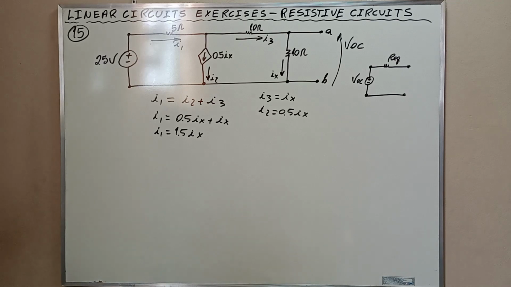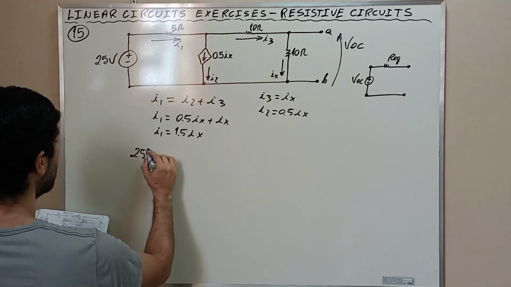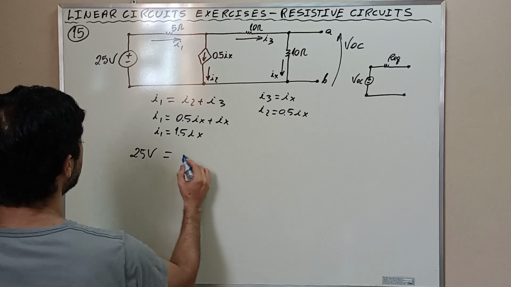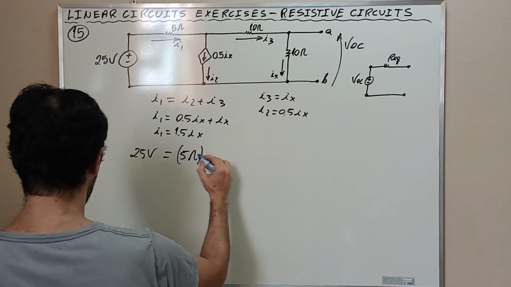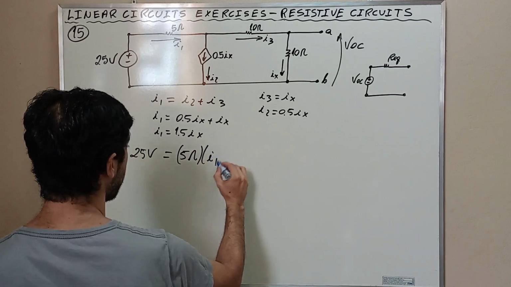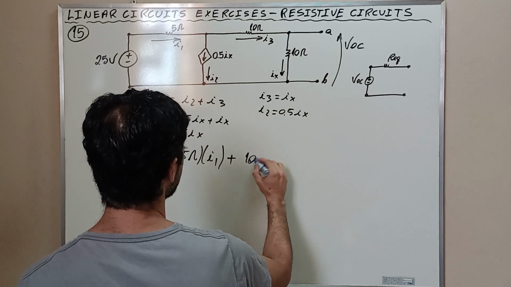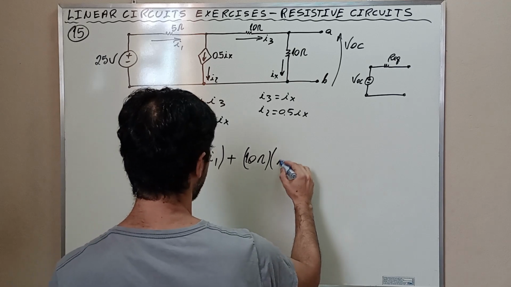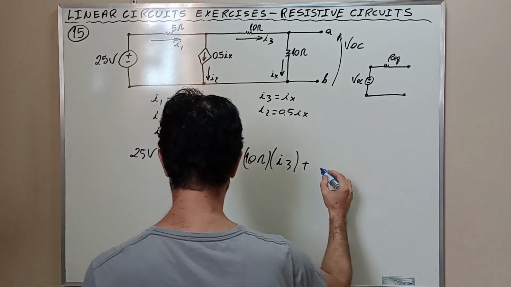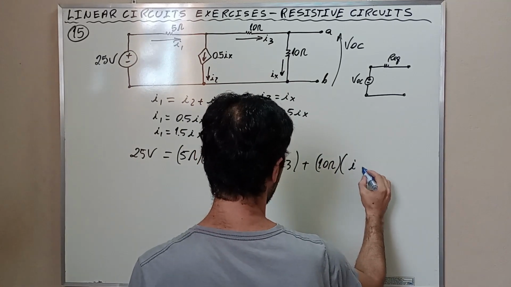Observe the voltage drops. 25 V is going to be equal to 5 ohms times I1, plus 10 ohms times I3, plus 10 ohms times Ix.